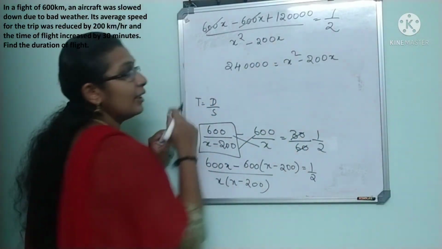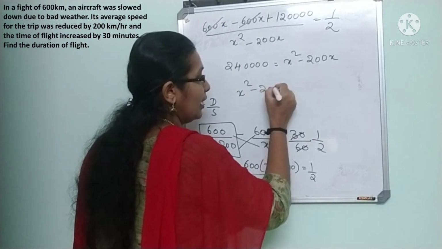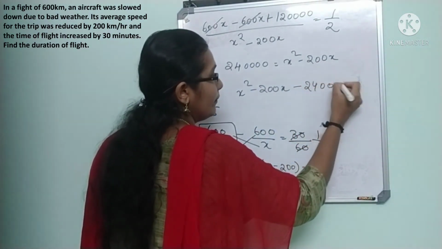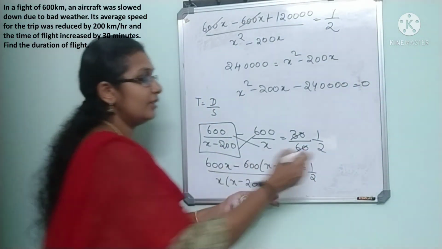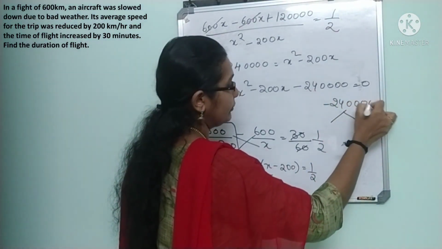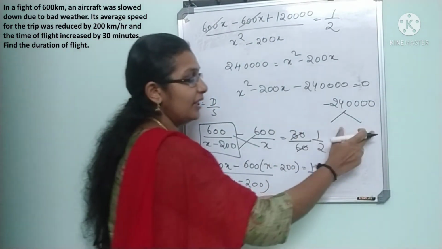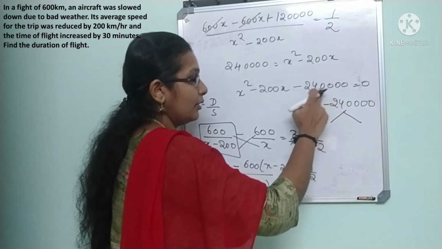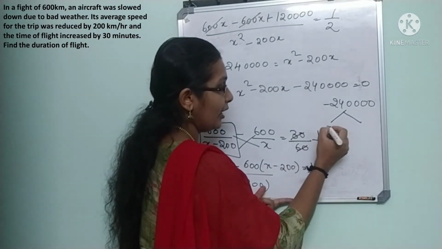Taking everything to one side and forming the equation, you get x square minus 200x minus 240000 is equal to 0. So you have got an equation. How will you solve this equation? Factorization. When you add, you will have to get 200x, and when you multiply these two numbers, you will have to get 240000. Clear? So when you multiply, you can try.